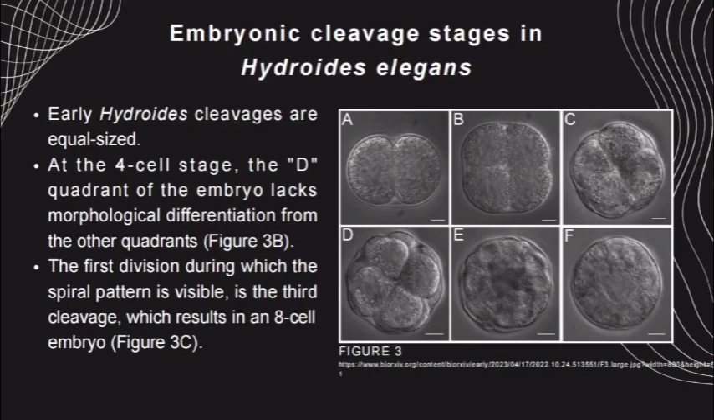The first division during which the spiral pattern is visible is the third cleavage, which results in an 8-cell embryo, as you can see in figure C. The division is a left-handed, sinistral twist. The daughter cells are born on the opposite side of the macromere as a result of the cleavage spindle rotating, providing the impression that the animal pole of the embryo's blastomeres have turned counterclockwise in relation to the vegetal blastomeres.